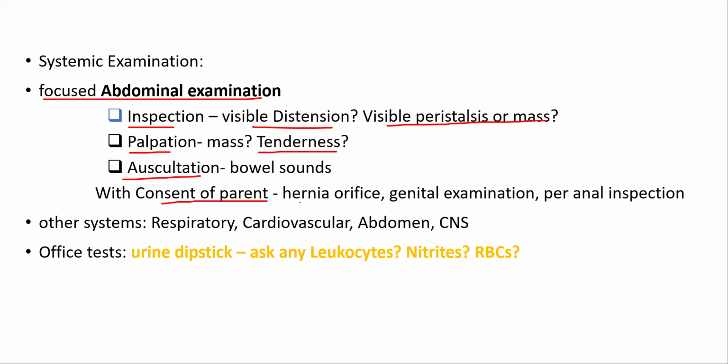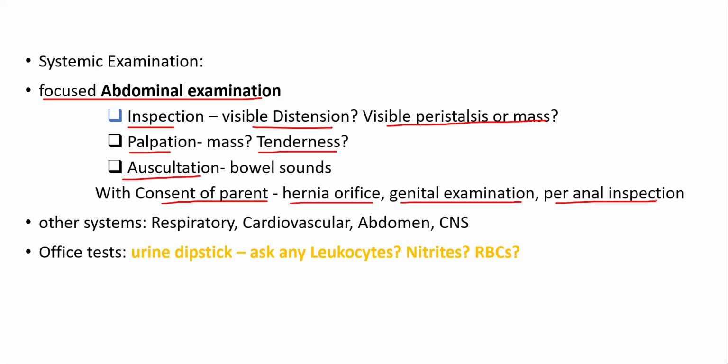With the consent of the parent, you will also check the hernial orifice, genitalia examination to rule out any torsion of testes, per-anal inspection for any red currant jelly-like stool for intussusception. Okay, so that's what we do in abdominal exam for a child who has a sudden vomiting.